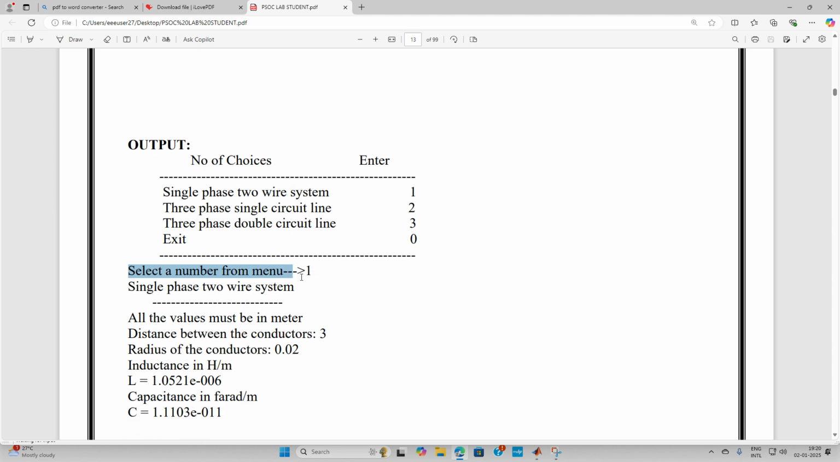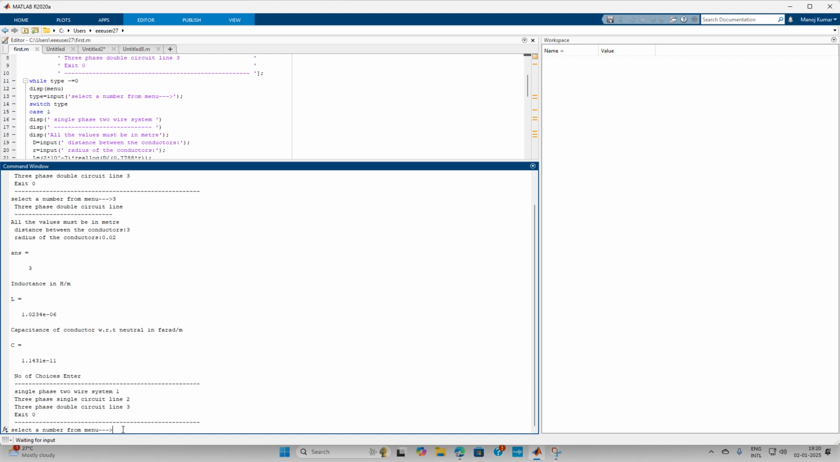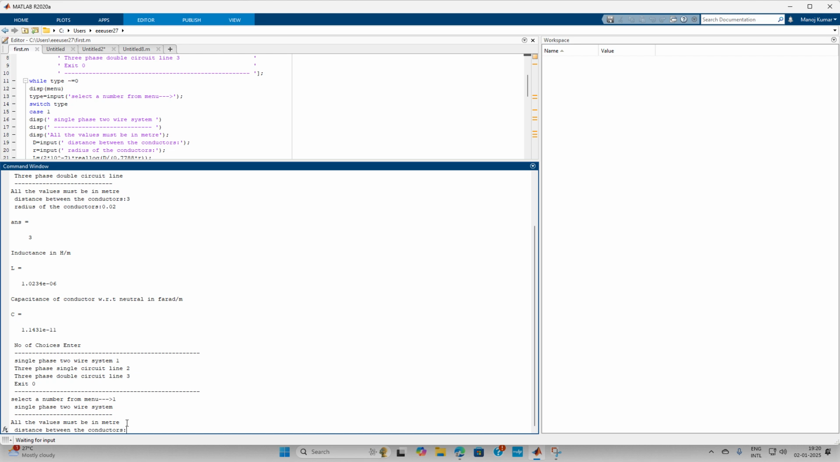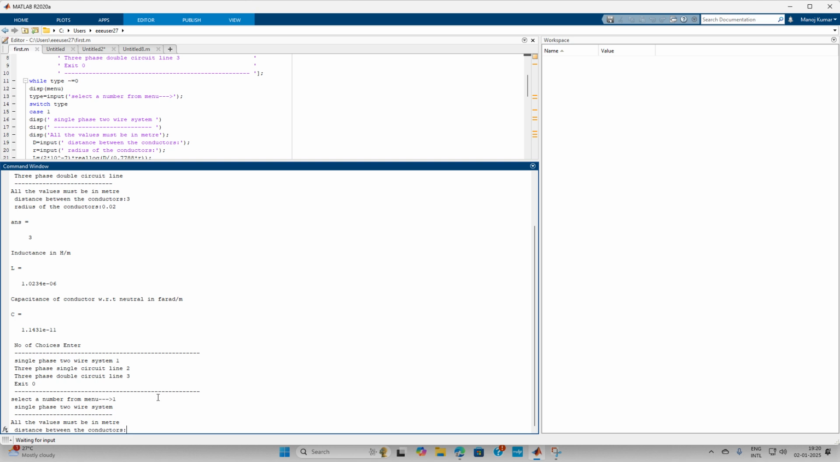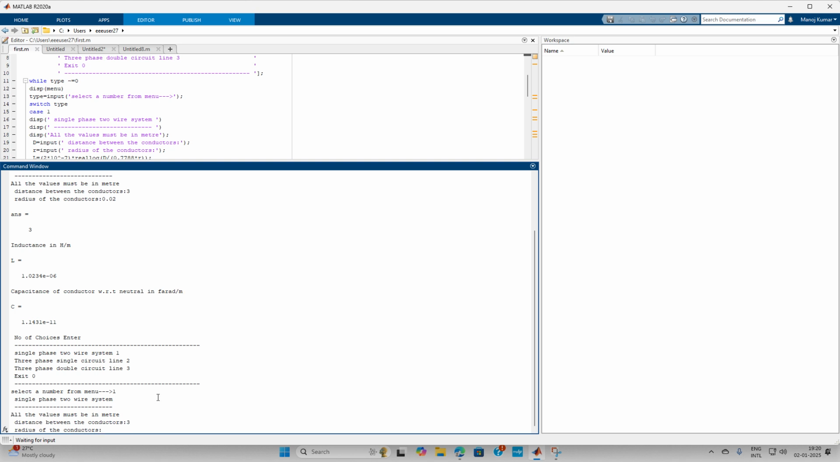We now type the menu choice. Because the single phase two-wire system was already entered as 1, we enter the value 1 and press enter. Now the system asks for the distance between the conductors. We type 3, because the system has choices 1, 2 and 3. So the distance between the conductors is 3. We type 3 and again press enter.